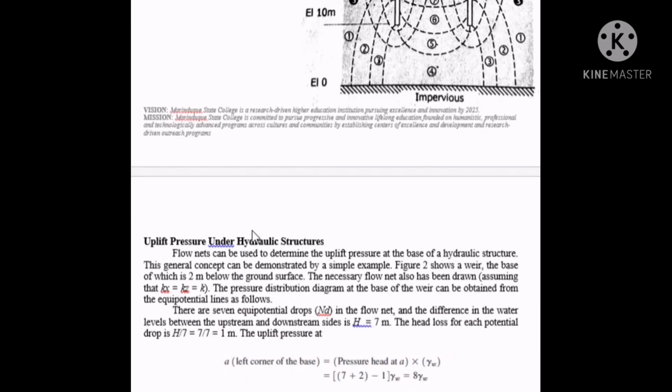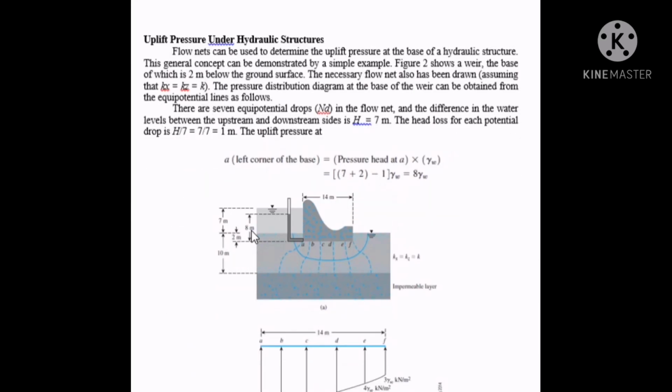Okay? And lastly, in seepage, we have what we call uplift pressure under hydraulic structures. Flow nets can be used to determine the uplift pressure at the base of a hydraulic structure. This general concept can be demonstrated by a simple example. This figure shows a weir, the base of which is 2 meters below the ground surface. The necessary flow net has also been drawn, assuming that Kx is equal to Kz equals K.